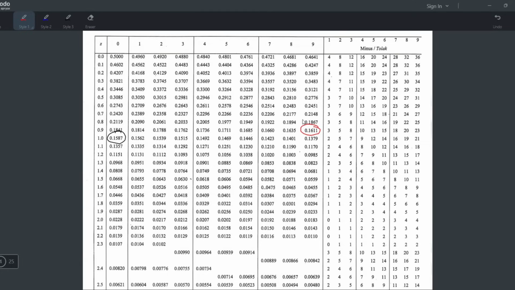1587. That one cannot. So this one, 1611. But I want 0.16 only. So I have to minus 11. So look for 11 here. Oh, don't have 11. Only have 10 and 13. So choose the closer one. So which one is more near to 11? 10, right? So this is the one.